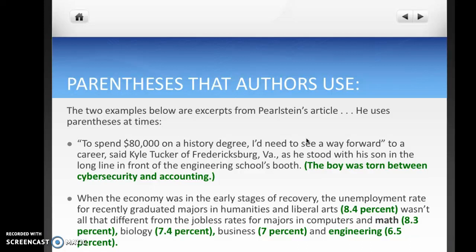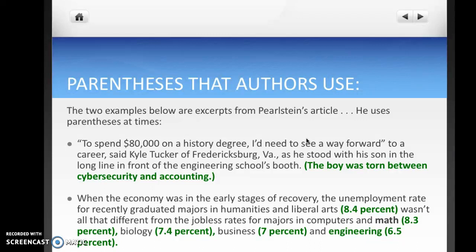One thing he says is, "To spend $80,000 on a history degree, I need to see a way forward to a career," said Kyle Tucker of Fredericksburg, Virginia, as he stood with his son in the long line in front of the engineering school's booth. The part in parentheses is, the boy was torn between cybersecurity and accounting.